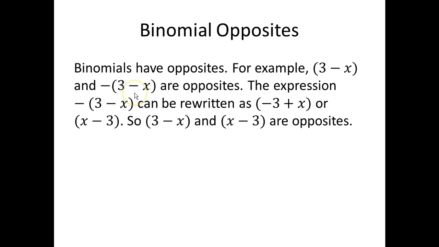Notice that the expression negative 3 minus x can be rewritten as negative 3 plus x. Why? Because I can just distribute this negative 1 on the outside into each one of these terms using the distributive property. So once I distribute this negative sign inside, I get negative 3 plus x, which I can also write as x minus 3 by the commutative property. So, in conclusion, 3 minus x and x minus 3 are considered opposites. If I take this binomial and multiply it by negative 1 like I did up here, it will result in this binomial here.